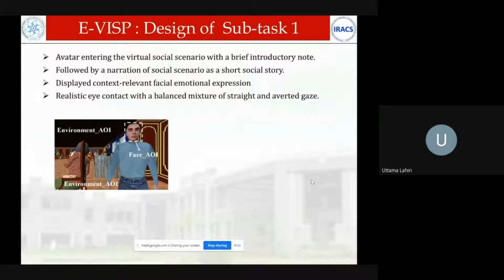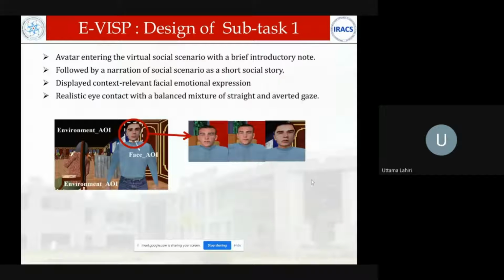So say, for example, one of the stimulus is the avatar comes into a restaurant environment and the avatar is narrating a story. Avatar's face region is chosen as one area of interest. Then any region outside the avatar's face region is the environment area of interest. While the avatar narrated the story, the avatar demonstrated different types of emotional expressions such as neutral, happy, and angry. So these were the three basic emotions.